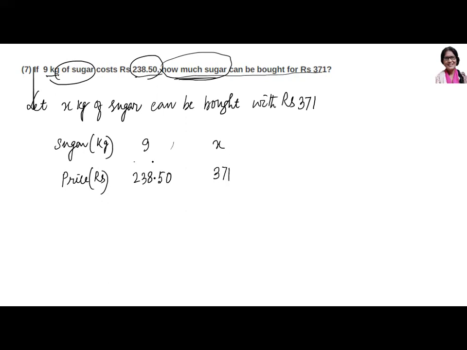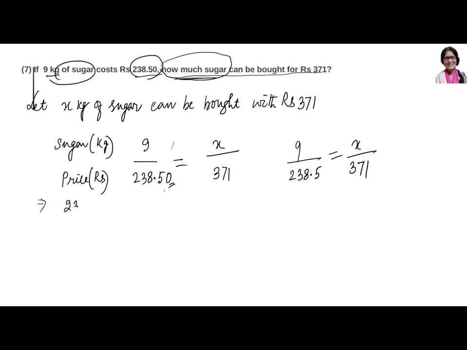The ratio is equal, make it equal. So write down 9 upon 238.5 because this 0 has no meaning at all. It's equal to x by 371. Only to express paisa, we write 0.50. Otherwise, it will be 238.5. Cross multiply.